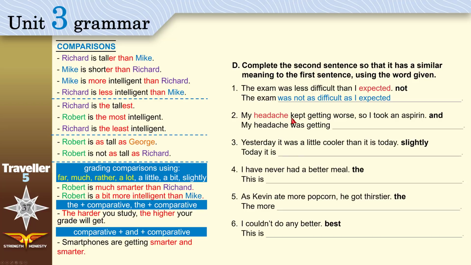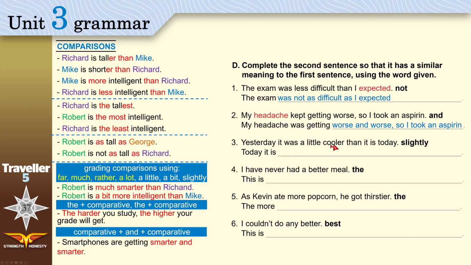My headache. Headache is a pain in your head. Kept, continued, getting worse and worse. So I took an aspirin. Aspirin is a painkiller, just like Panadol. Use and. Worse and worse. My headache was getting worse and worse. You can say going worse and worse. You can say becoming worse and worse. All of them give the same meaning.